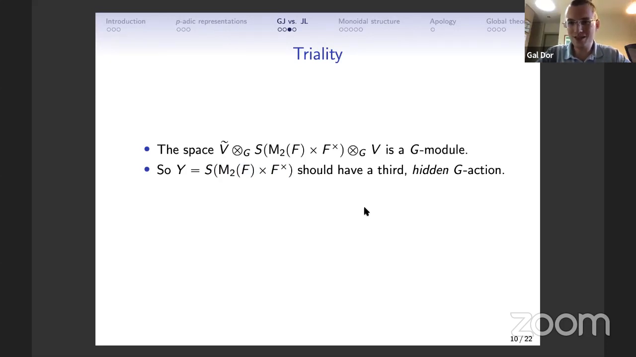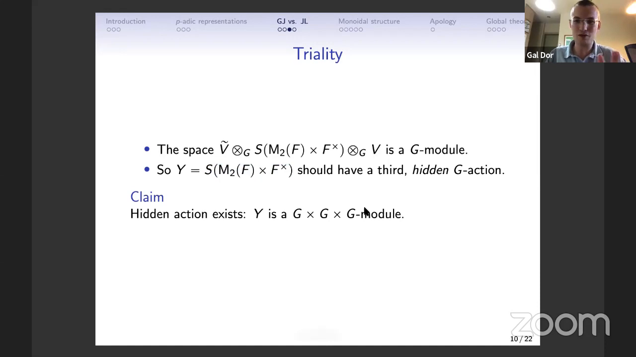So first of all, I claim there is such a third action. It's very easy. It's not all that difficult. I'll show exactly what it is in a moment. So this space Y, which is functions on M to F times F star, has a G times G times G action. And once you know this, then you immediately know that V tilde times Y times V is a G module. It has another G action.